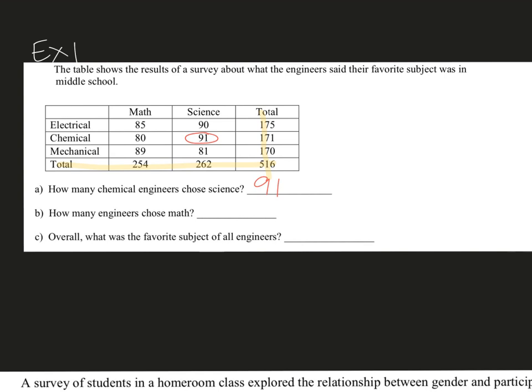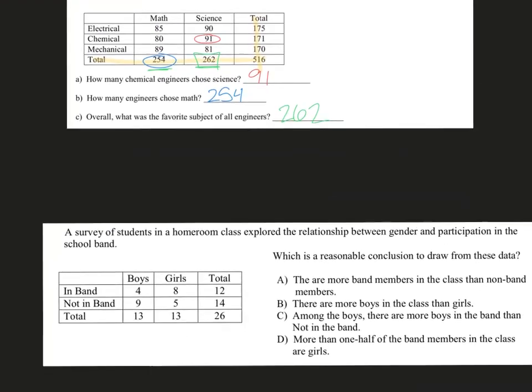Okay, so if you did that, the engineers that chose math, that is just the total engineers. All of them are engineers that chose math. We have 254. If we want to know the favorite subject of all of the engineers, well, 254 chose math and 262 chose science. That means science. I should have written science down. Overall, of all the engineers. Hopefully that makes sense to you guys. Hopefully that isn't too bad. That's really what a two-way table will look like, and that's some of the information we can get from it.